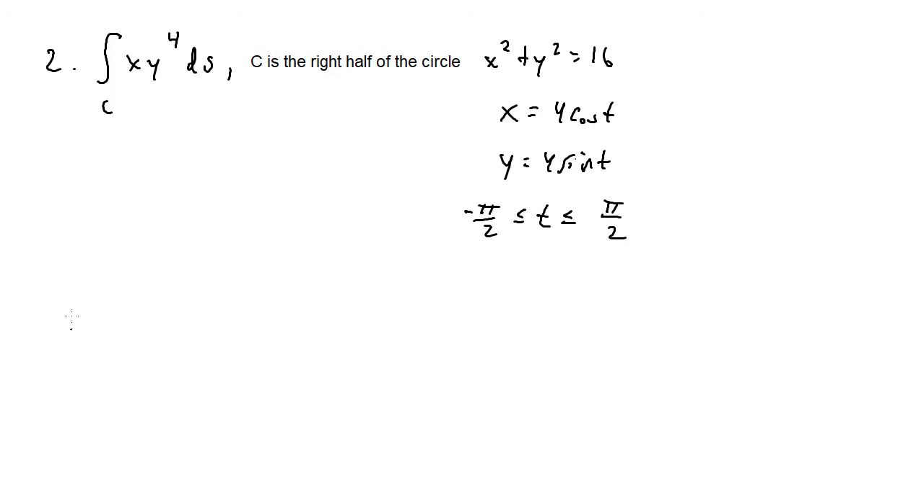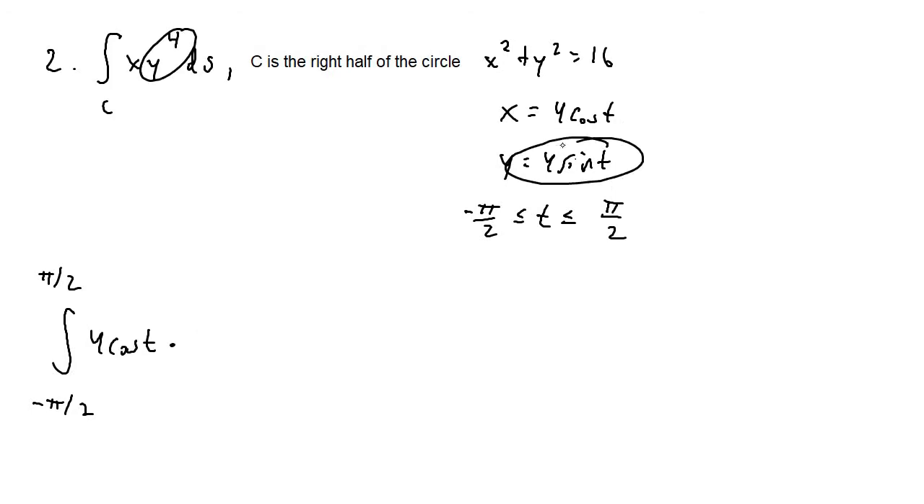So if I rewrite the integral, we get the integral from negative pi over 2 to positive pi over 2 of x. Now x is equal to 4 cosine t, so I'll write 4 cosine t times y to the 4th. Now y is going to be 4 sine of t, so the entire thing to the 4th power. Now 4 to the 4th is going to be 256, so 256 sine to the 4th t. And then we have times ds, and remember ds is going to be equal to the square root of x prime of t squared plus y prime of t squared.